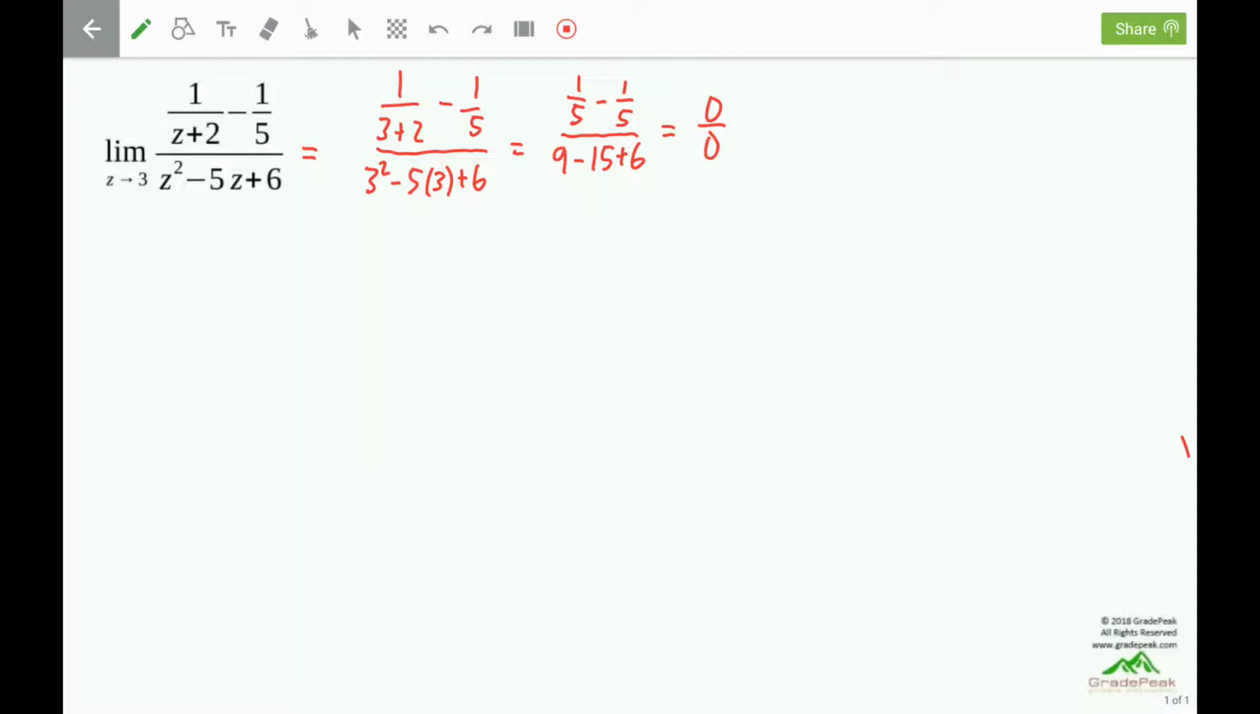Since this is a 0 over 0 indeterminate form, we will need to rework it, and because we have fractions being combined, we're going to try to use the common denominator method. So we will have limit as z goes to 3. We need a common denominator between these two fractions up here. One of them has a denominator of z plus 2, one of them has a denominator of 5. The overall common denominator would be 5 times z plus 2. So we need to multiply the first term by 5 over 5, and the second term by z plus 2 over z plus 2.